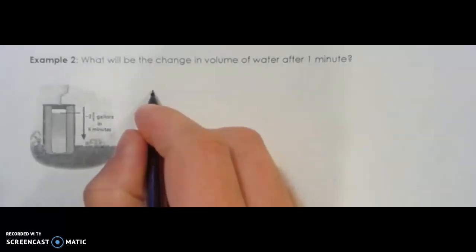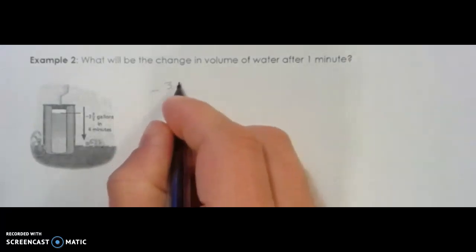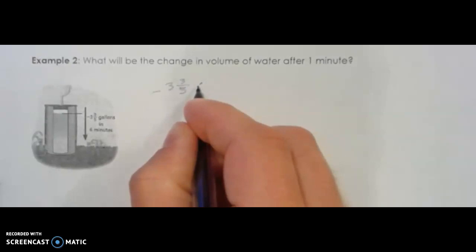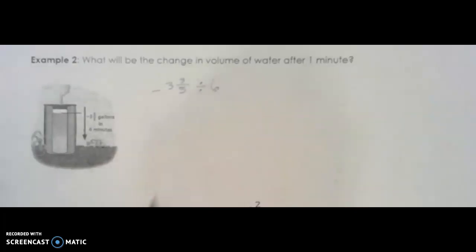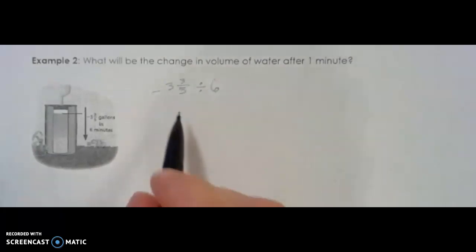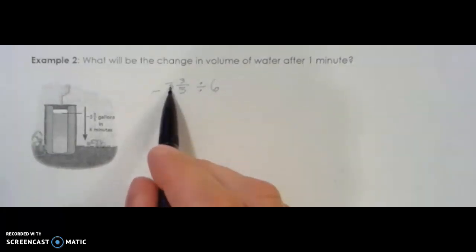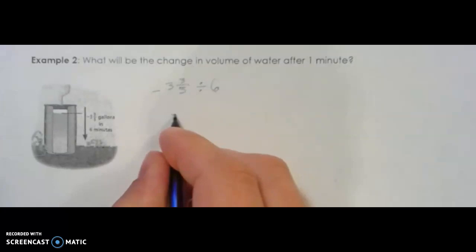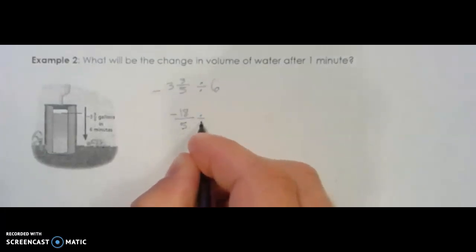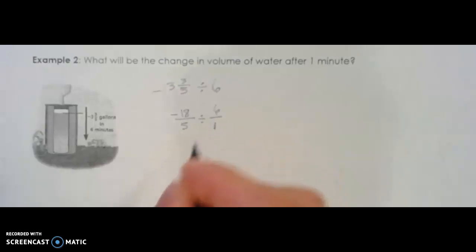So again, I'm going to have to set up my division in order to do this. Negative 3 3/5 gallons divided by the 6 minutes. And again, I'm going to start by making my fractions. 5 times 3 is 15. 15 plus 3 is 18. So this is negative 18 fifths divided by 6 over 1.